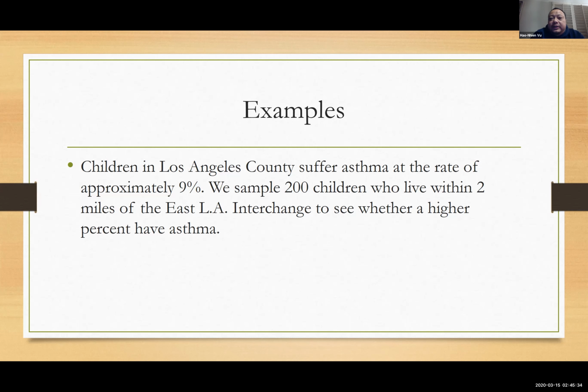But let's hit pause and tell me whether this is a CI or hypothesis testing, and is it of one proportion or two proportions? So hit pause, think about it, and then resume. All right, we're resuming. First of all, is it CI or hypothesis testing? The answer is hypothesis testing because the question is whether a higher percent have asthma, and the answer is yes or no.